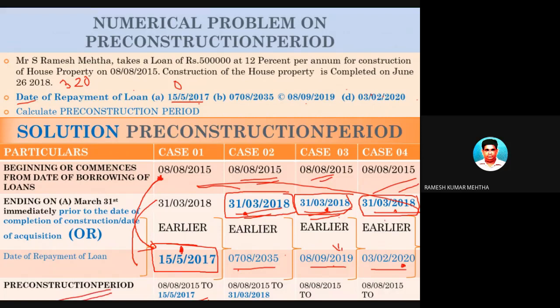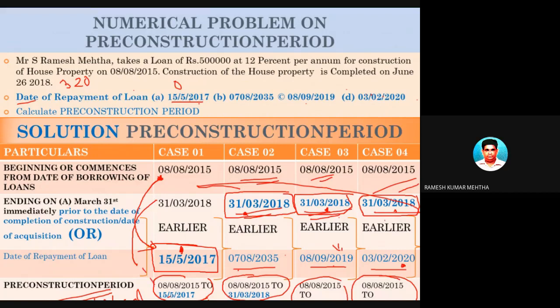Now next step is you have to find out how many days or months are there during this particular period, and during this period, how much is the total interest you have paid, or the owner has paid. So whatever is the interest you are paying during this particular period is called as interest on pre-construction period. Number three is this interest if found, then you have to divide it by 5.